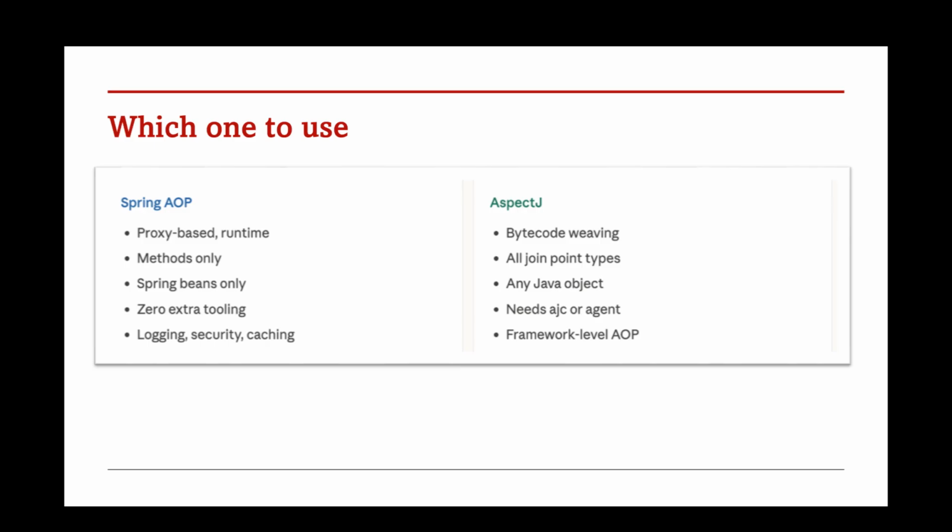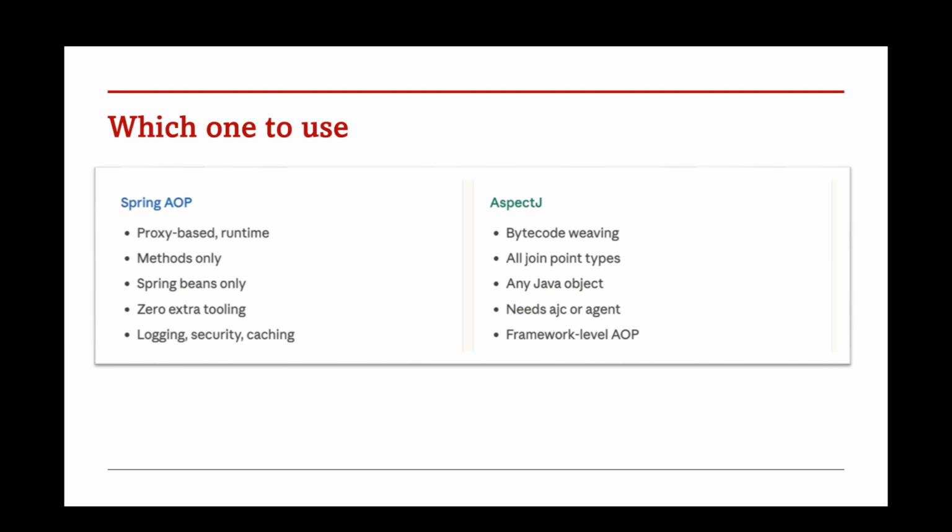Your use cases are everyday application level concerns like logging, security, caching, and transaction management. Spring AOP covers 90% of real-world use cases, and it does so with minimal setup and maximum simplicity. For most enterprise Spring Boot applications, Spring AOP is all you will ever need.